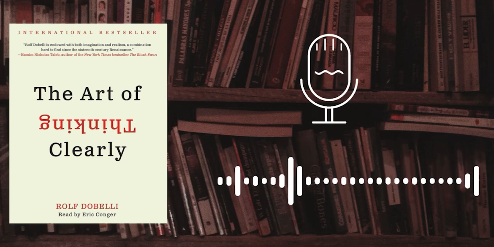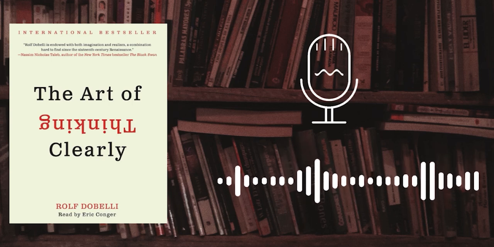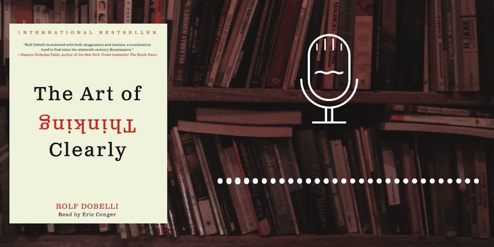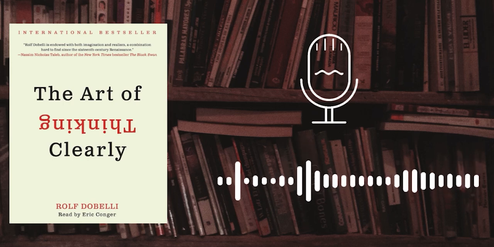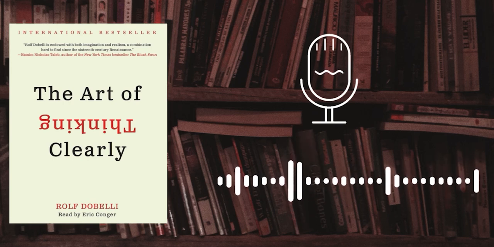False consensus effect. The false consensus effect is the tendency to overestimate the extent to which others share our beliefs and behaviors. This leads to biased perceptions of social norms. Understanding this effect helps us recognize diversity in perspectives and behaviors.